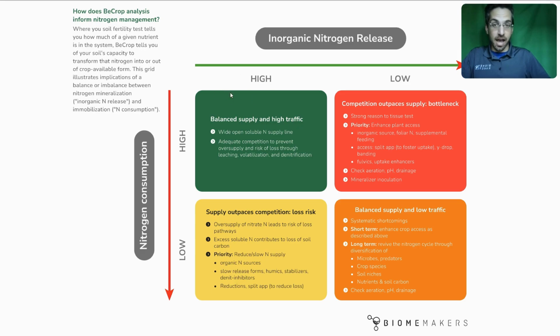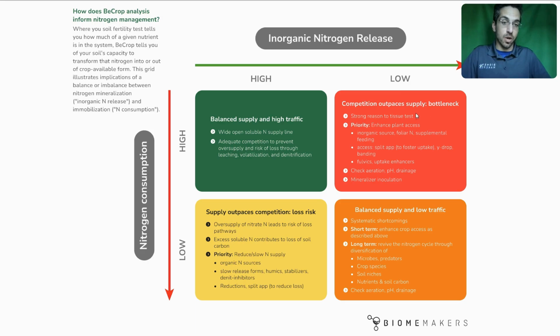If I've got high capacity for release and low immobilization, I run a loss risk by having too much available nitrate beyond what the plant could assimilate, at any amount of time beyond what it needs. If that's just floating around, it can be leached. I'd rather have microorganisms taking that up. On the other side, if I've got high immobilization and I don't have wide open supply lines, I don't have microorganisms that can supply the nitrogen I need, in that case, I face risk of a bottleneck.